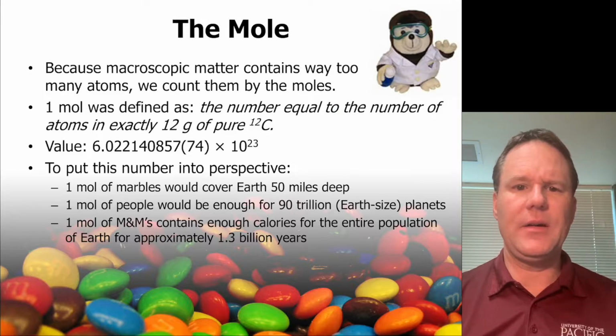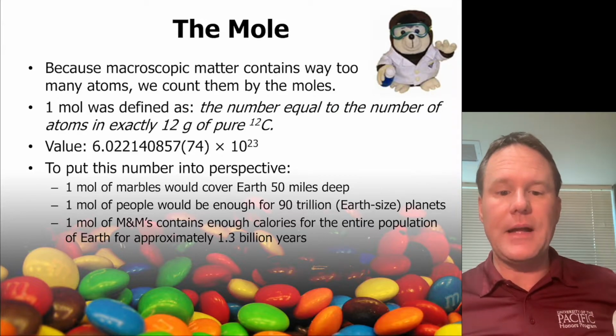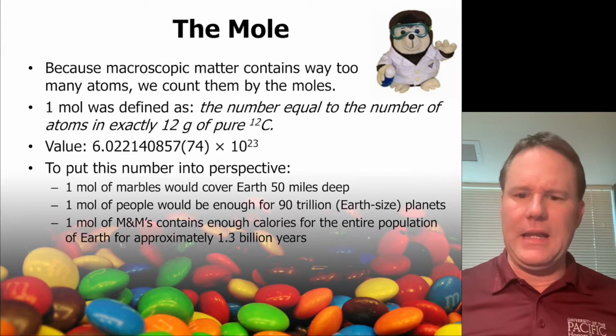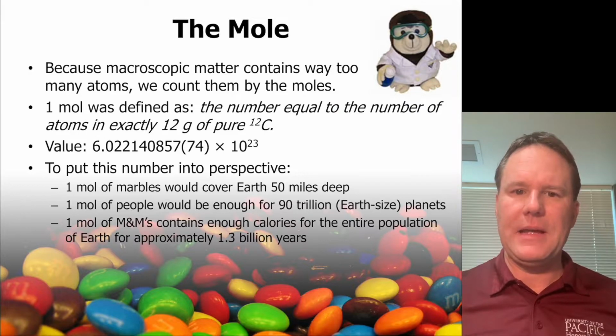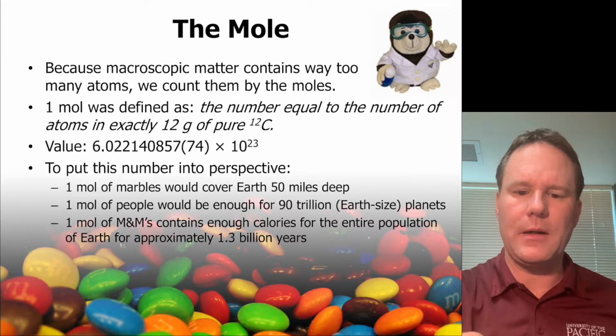And so determining how many atoms we have in a sample would give us very, very large, inconveniently large numbers. So we don't want to do that. What we do instead is we count them by a kind of dozen, right? We count them by what we call the moles.